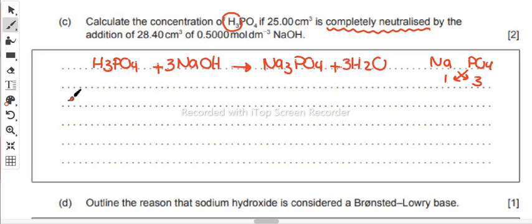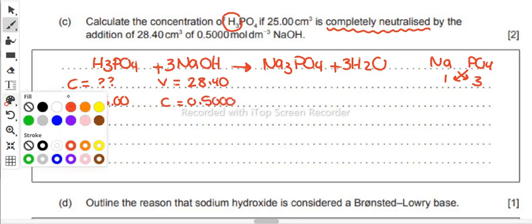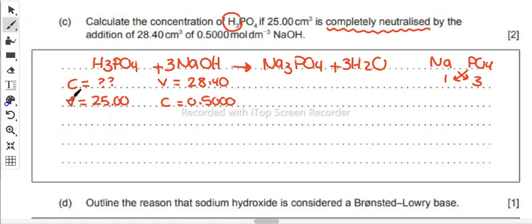Now going back to the question, what do we have? Calculate the concentration of H3PO4. So I need the concentration, and you have the volume, which is 25. It is completely neutralized by the addition of 28.4. So the volume here is 28.40, and your concentration is 0.5000. Now the first step is definitely to find the mole, then to continue with the mole ratio.